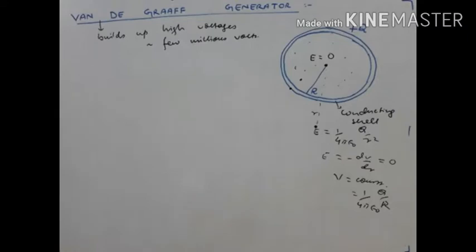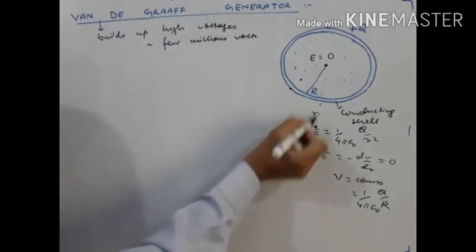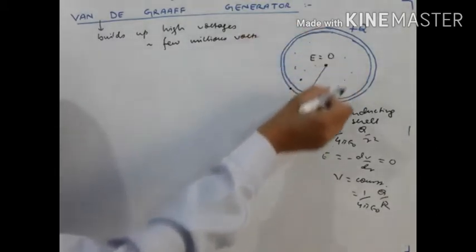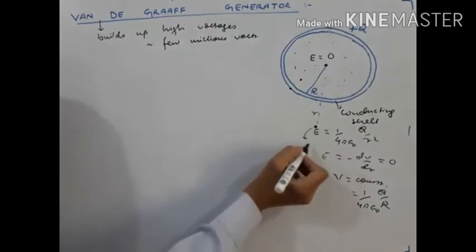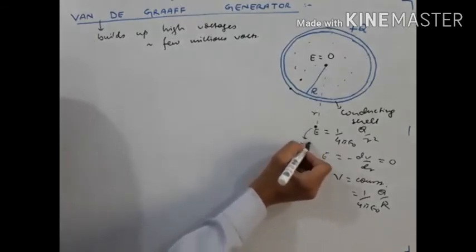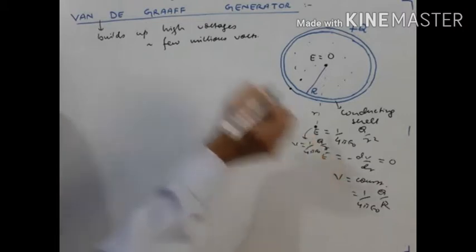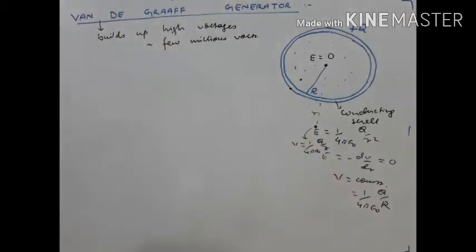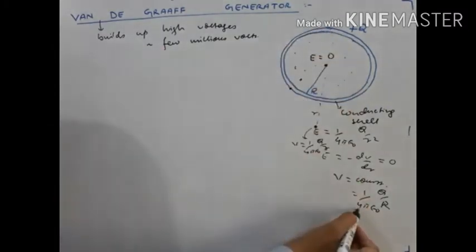Is it clear, students? But for points outside, for example, at this point outside the cell, the entire charge you will assume to be at the center. At this point, the potential will be how much? V is equal to 1 by 4 pi epsilon naught times Q upon small r, where small r is the distance of this point from the center. But at any point inside, the potential will be given by this formula.